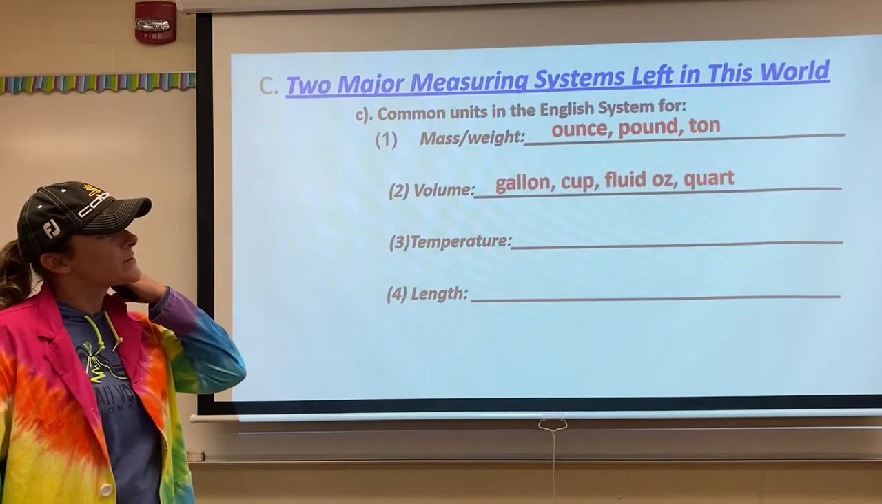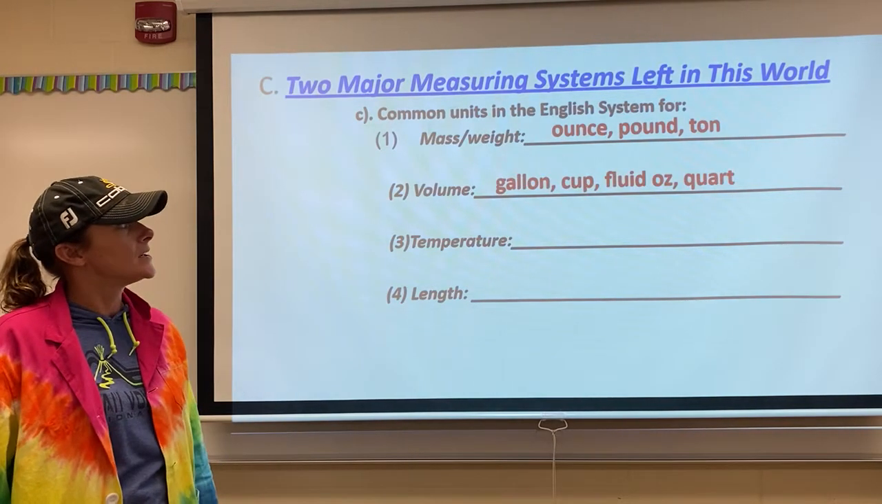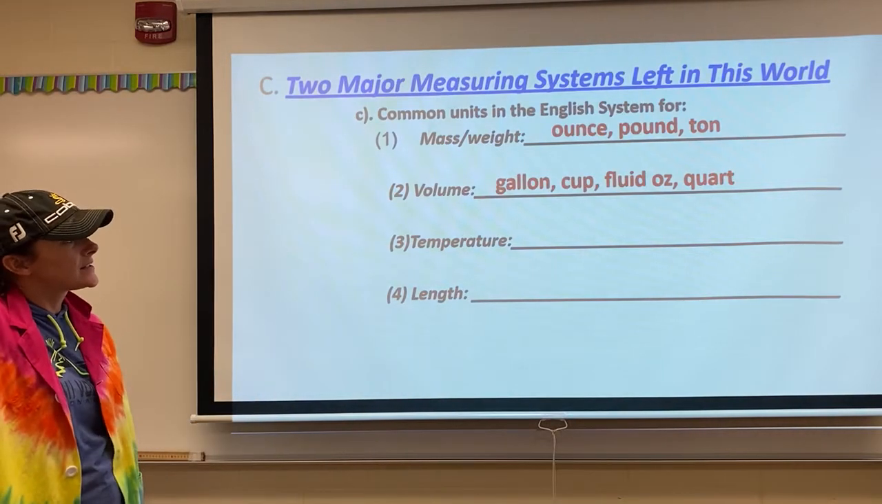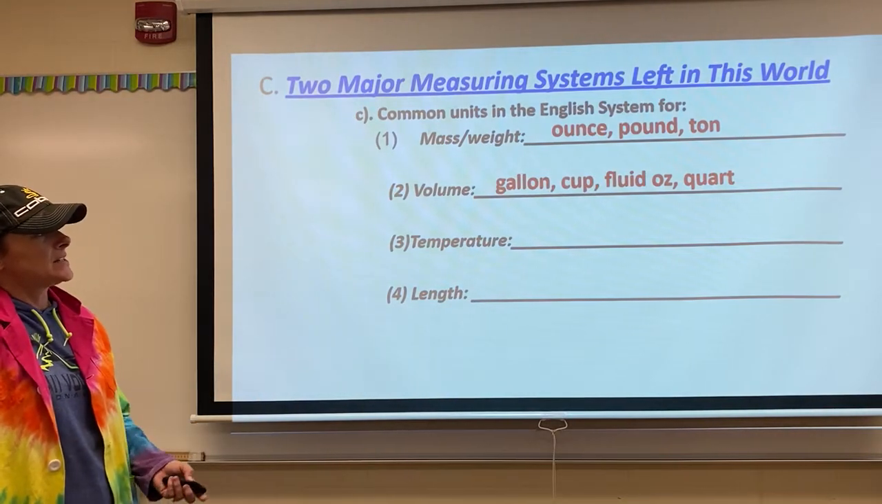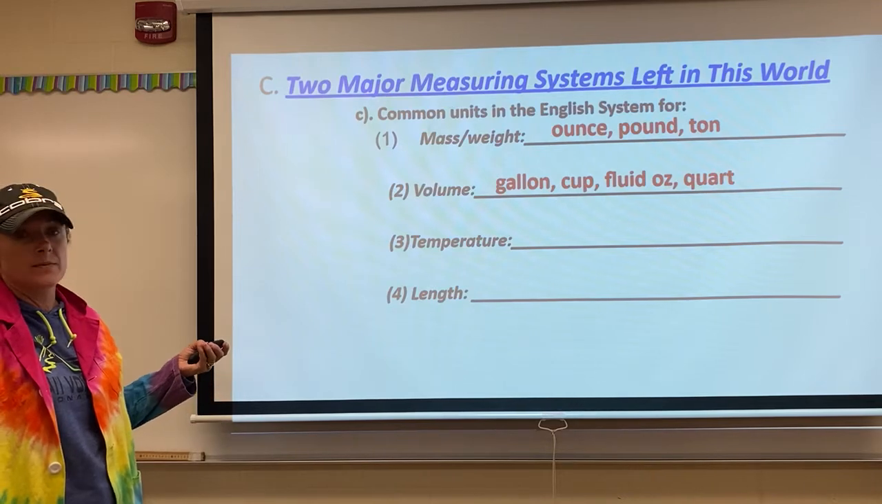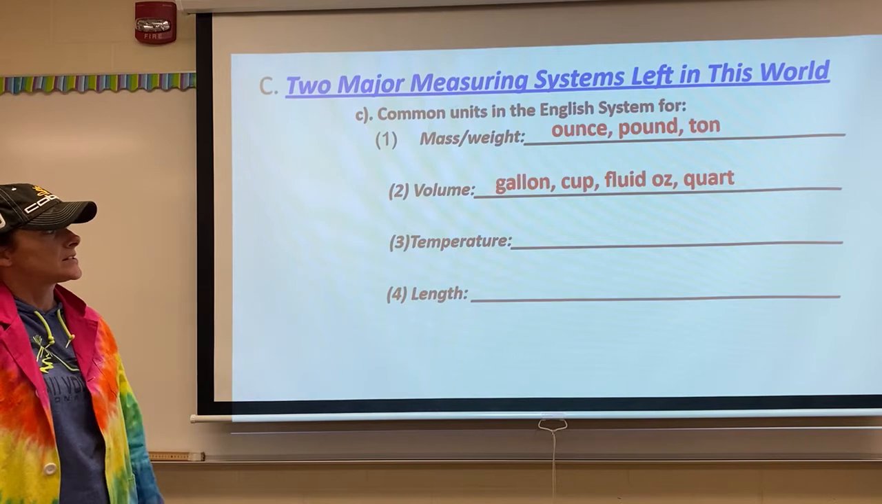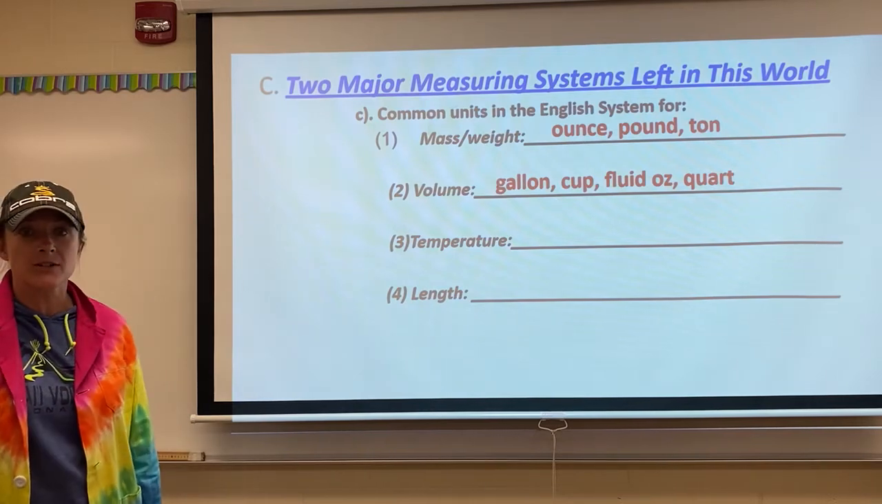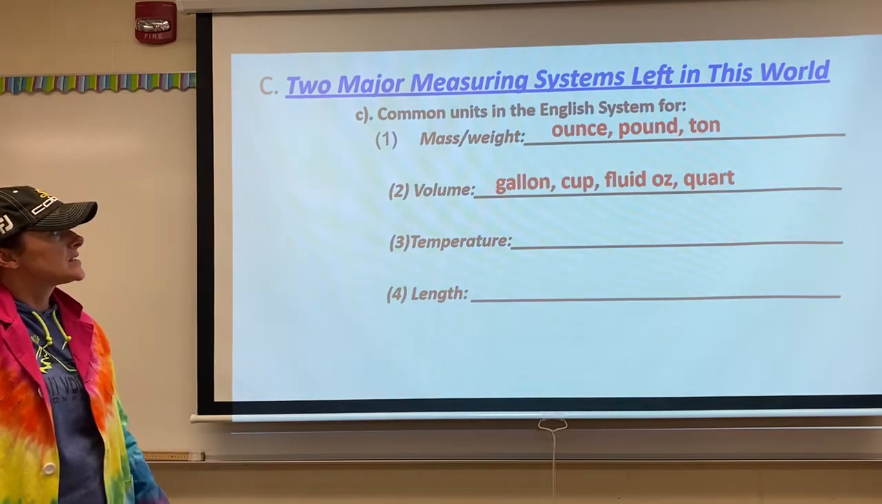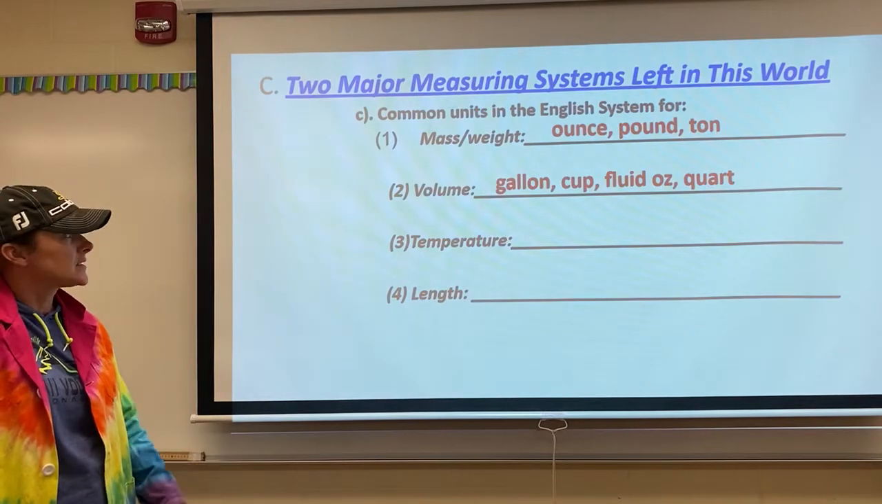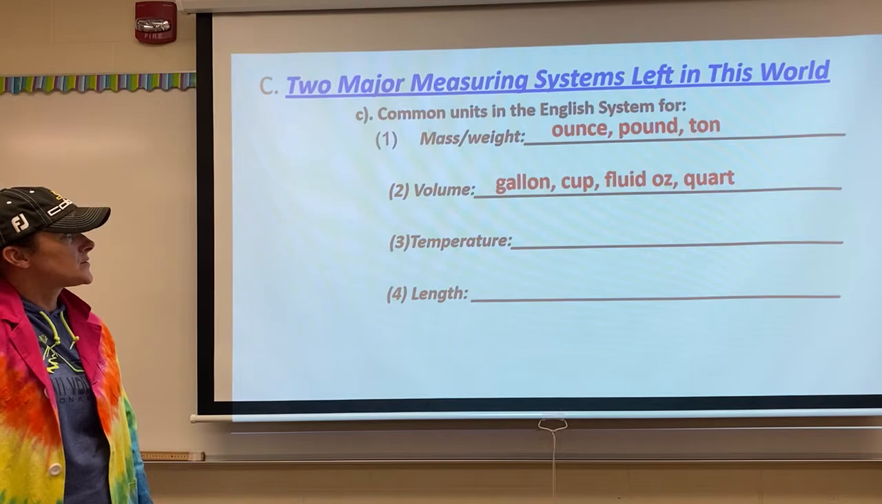For volume, it would be things like gallons, cup, fluid ounce, quart. So, you know, we buy our gasoline in gallons. A lot of recipes are going to call for certain amounts, cups of something, cups of flour, cups of water, or fluid ounces. Your motor oil is measured in quarts. So we see all of those, and we're pretty familiar with what that size is, because these are things we grew up with.